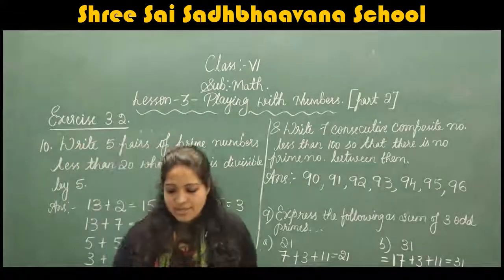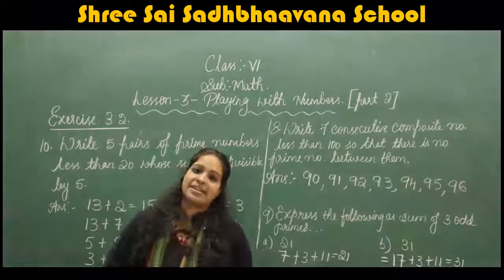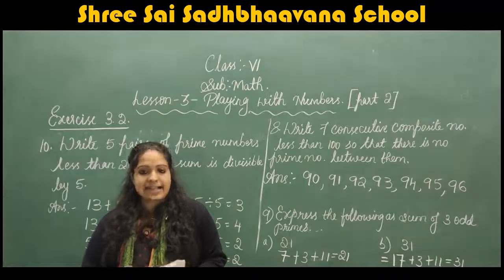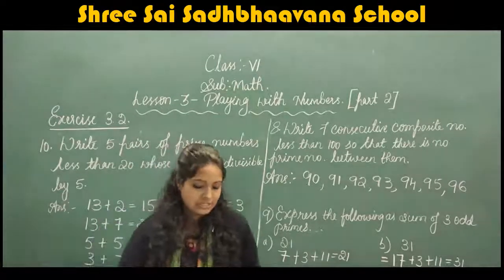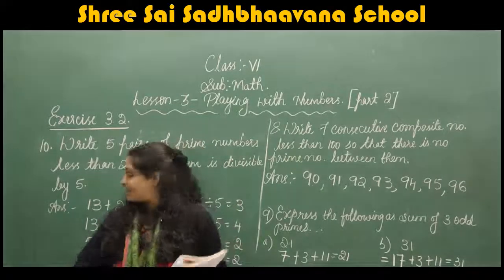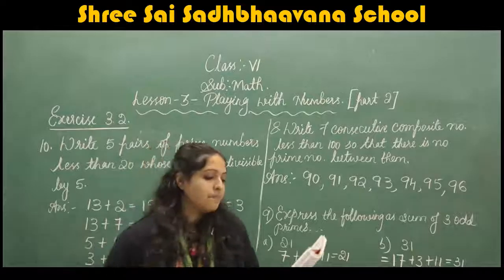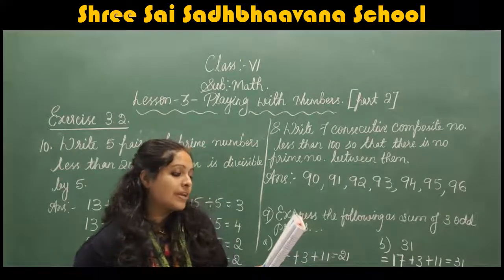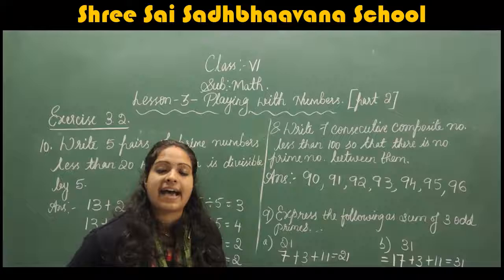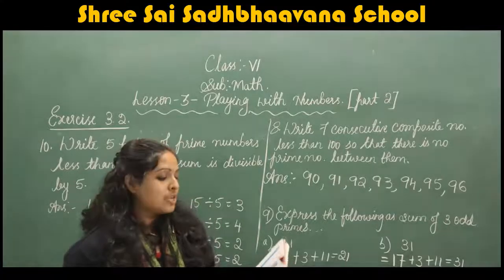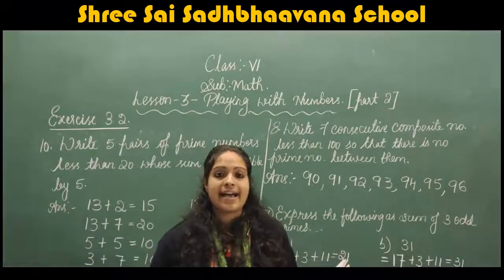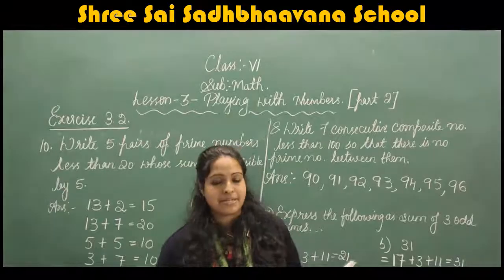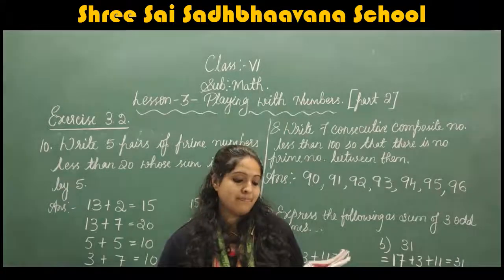Now some fill in the blanks are given in your textbook. Let me read that, and I will send you the notes also. So, fill in the blanks. That is the next one. A number which has only 2 factors is called dash. That is nothing but the prime numbers. They are called prime numbers.